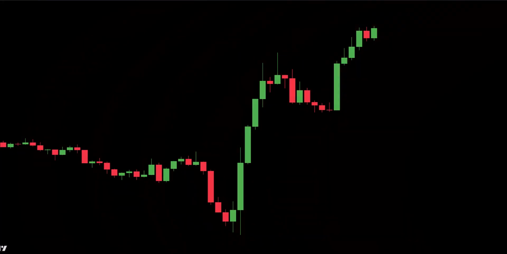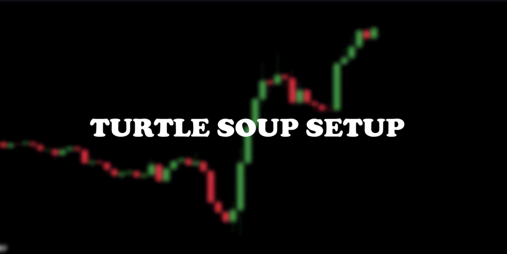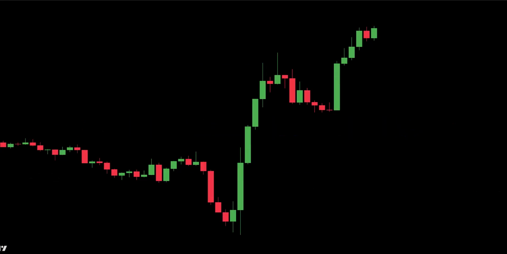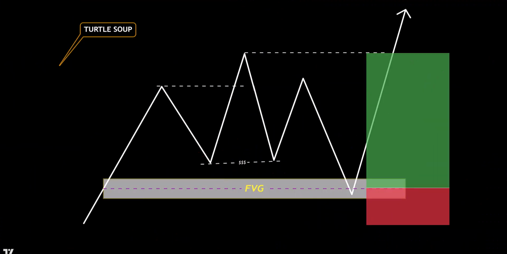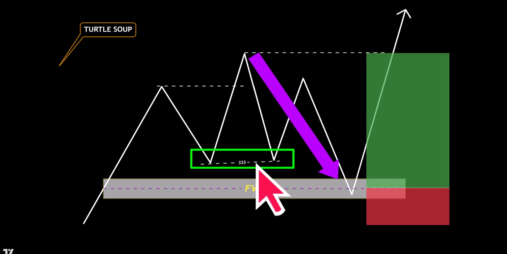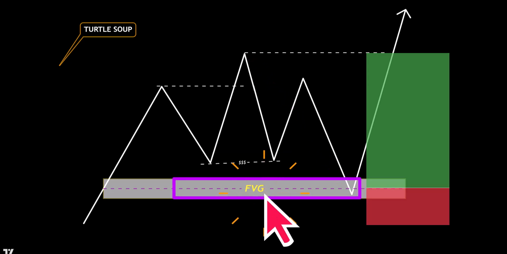Now, let's kick things off with one of the most intriguing setups in smart money trading, the turtle soup setup. This strategy is a clever combination of market direction, liquidity hunting, and fair value gap entries. A high probability bullish turtle soup occurs when price dips below a recent low, or a cluster of lows, grabbing liquidity, all while resting just above a bullish fair value gap.